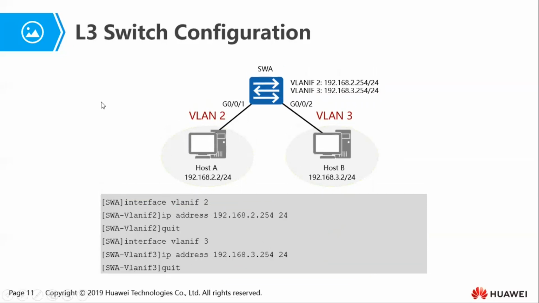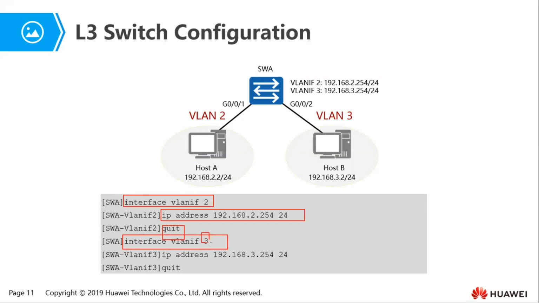After we're done with that, we can now create the VLAN interfaces. So how do we create a VLAN interface? We type the command interface VLANif 2. Then after that, we assign it an IP address: ip address 192.168.2.254/24, like that. Then we quit. Then we create the other VLAN if. So interface VLANif 3.